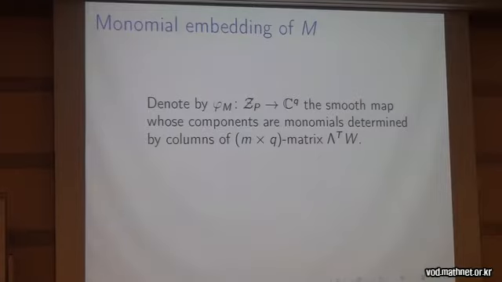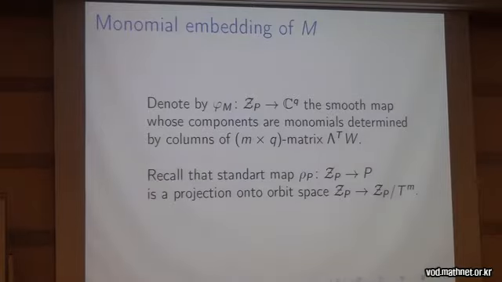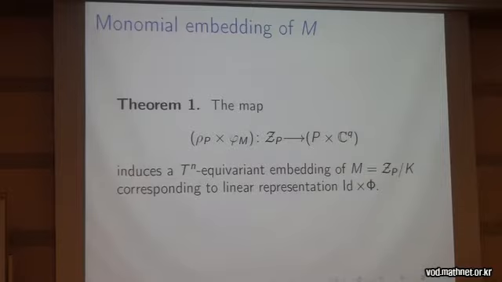And recall that we also have a projection map from the moment angle manifold to P, and clearly it also factors through M. And the theorem is that the product map rho P times phi m, defined on ZP and taking values in the product of polytope P and CQ, induces a certain equivariant embedding of M corresponding to a linear representation that is trivial on the first summand. We assume that Tn acts trivially on P. And the representation on CQ is obviously phi, determined before.